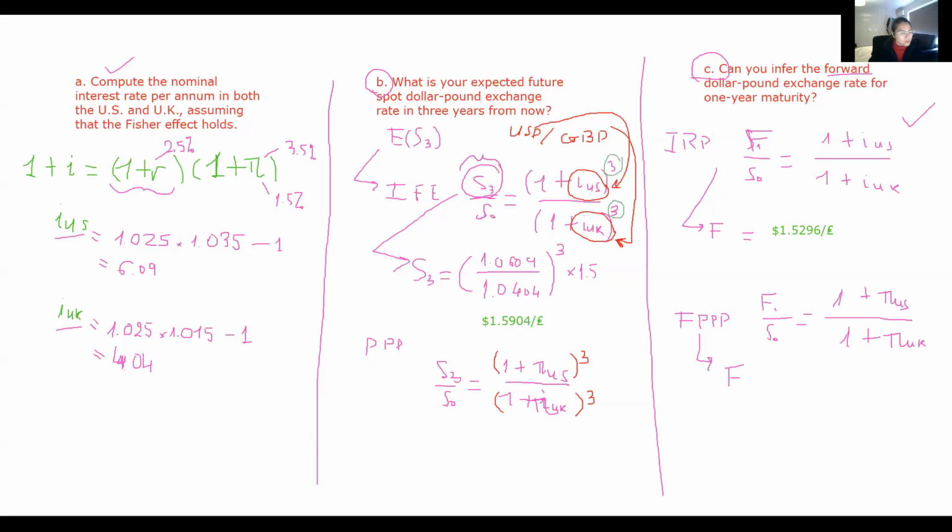Give me a second. To the power of 3. Okay, so when you take this ratio, what did you get? So when I take this ratio, I'll get an answer of 1.0197.